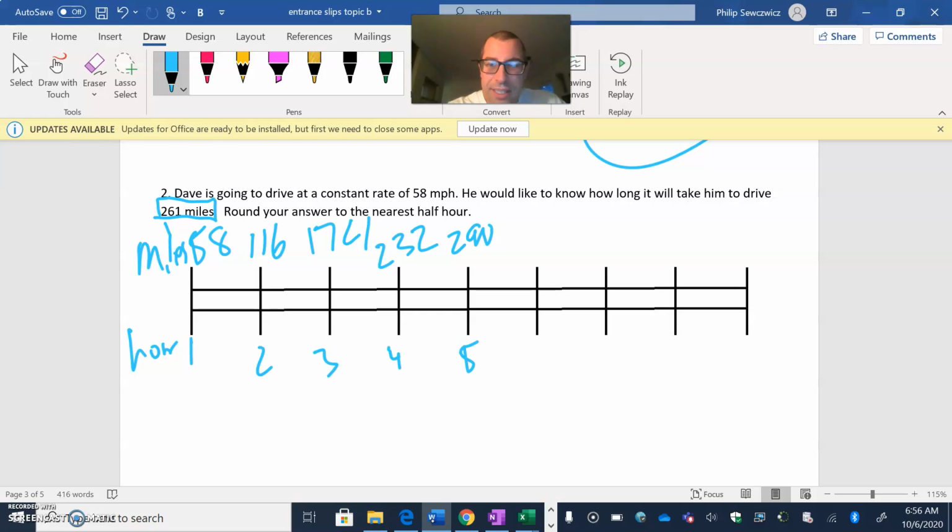So that lets me know it's somewhere in between here. So what I'm curious is where's the 4.5? Not as obvious. Okay, so let's think about it. How far is it from 232 to 290? Well, we were adding on the 58 each time, so that means it's a total distance of 58.